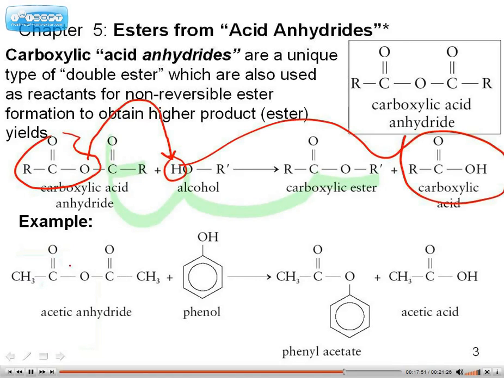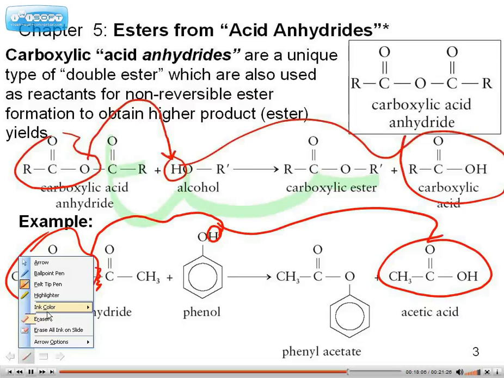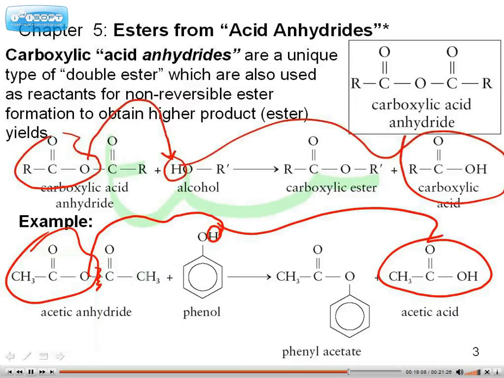Here is another example. So again, this anhydride will break apart. This oxygen will combine with this hydrogen, forming a brand new acid. And then the remaining part, the carbon from the carbonyl group on this acetic anhydride will combine with the leftover oxygen from the previous alcohol, aka phenol, forming this ester right here.